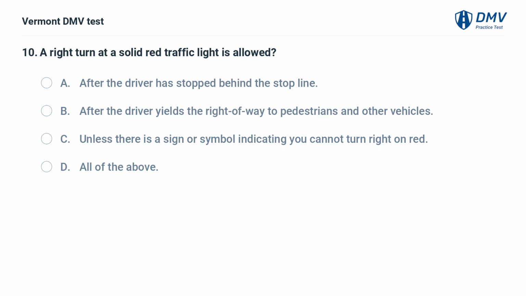A right turn at a solid red traffic light is allowed. A. After the driver has stopped behind the stop line. B. After the driver yields the right-of-way to pedestrians and other vehicles. C. Unless there is a sign or symbol indicating you cannot turn right on red. D. All of the above.